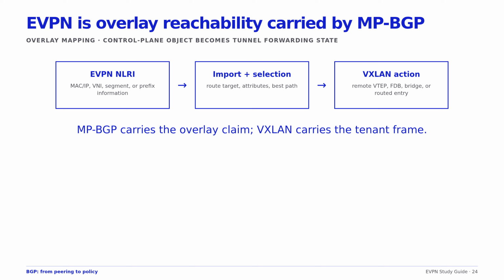In a VXLAN fabric, the BGP next hop commonly identifies a remote VTEP, while the underlay routes only the outer IP packet to that VTEP. This creates three distinct proofs. The EVPN route exists and passes policy. The VTEP next hop resolves through the underlay, and Linux or the ASIC installs the required bridge, tunnel, or routing state. BGP does not carry the tenant packet. It carries the structured claim that helps each edge build the overlay forwarding state.